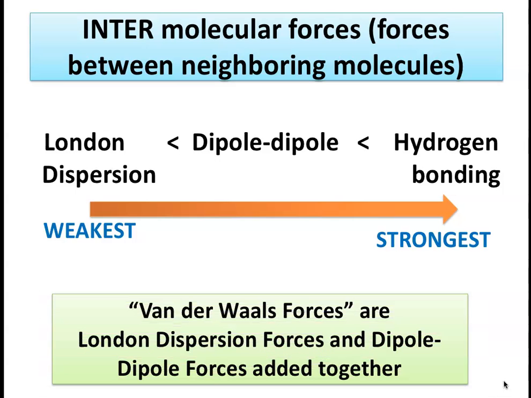Now, you may have heard of these things called van der Waals forces. Probably learned about them in biology. They enable, like, geckos and lizards to seem to walk upside down on things. They're kind of London dispersion and dipole-dipole forces put together, sort of, if you will. Questions on our weakest to strongest?